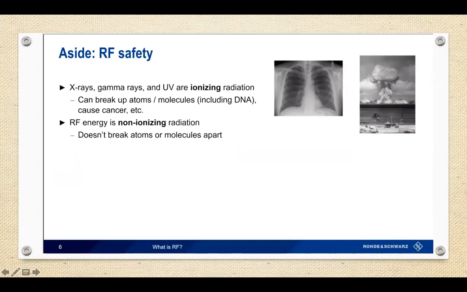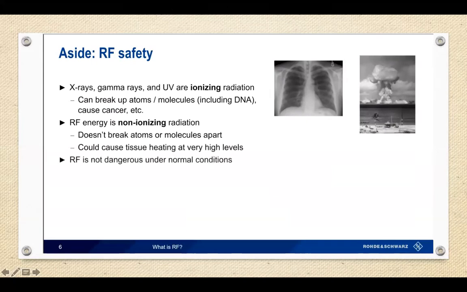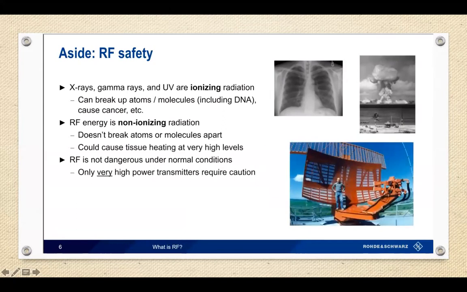That doesn't mean that RF is completely harmless. As we've just discussed, RF can create heating, and at very high levels, this can lead to tissue damage. However, there's no firm or conclusive evidence that RF poses a significant danger to living creatures at common power levels or under normal circumstances. High power transmitters do, however, require caution, and it's always best to follow the regulatory and/or industry guidelines when it comes to RF exposure. Standing in front of an operational high power radar, for example, is definitely not recommended.